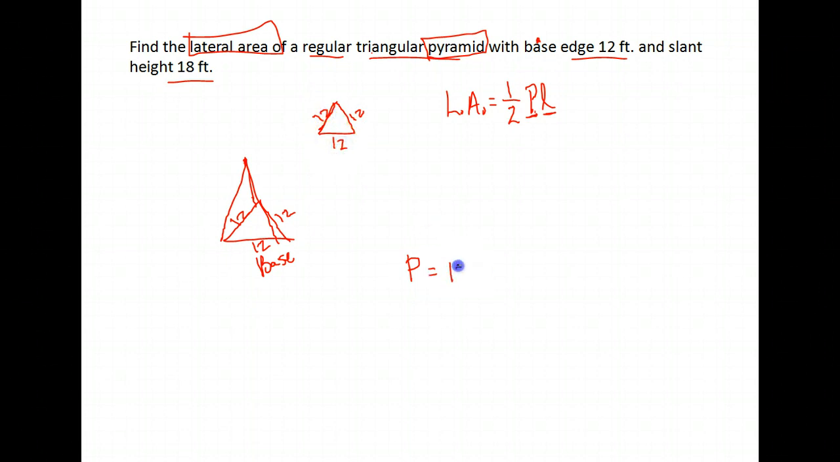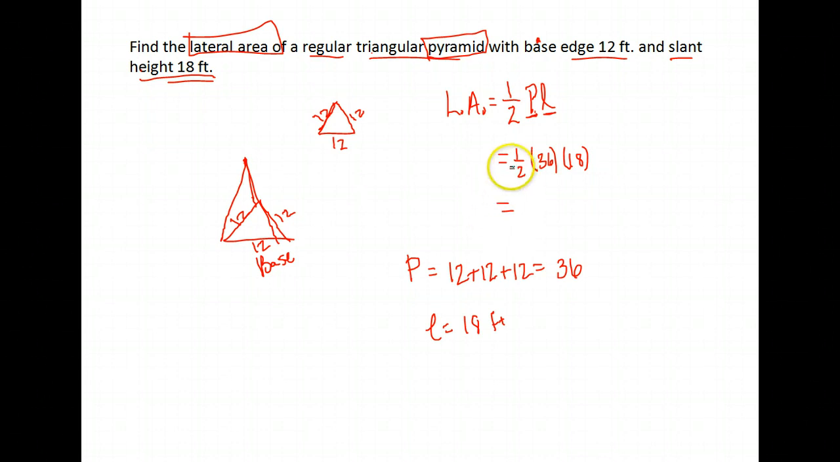So the perimeter of that would be 12 plus 12 plus 12, or 3 times 12 if you prefer, 36. Okay? The next thing we need is the slant height, which they gave us. They told us the slant height is 18 feet, so we don't have to do any calculating for that. Let's put those in our formula and be done. Okay? So the lateral area is 1/2 the perimeter of the base, which was 36, times the slant height, which was 18. And we just multiply those together.